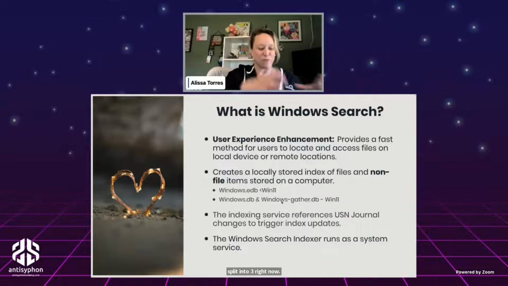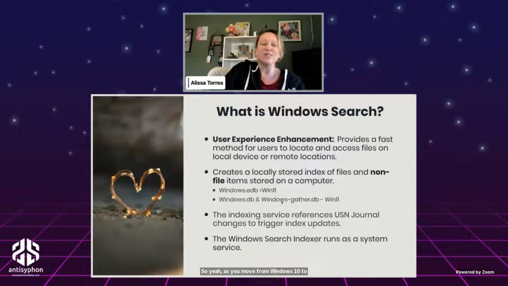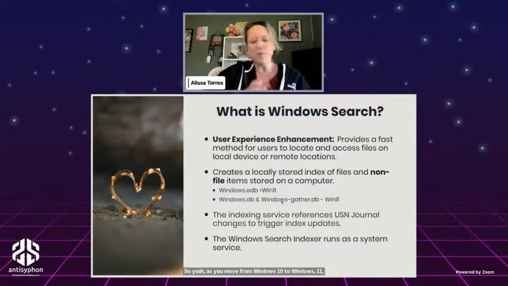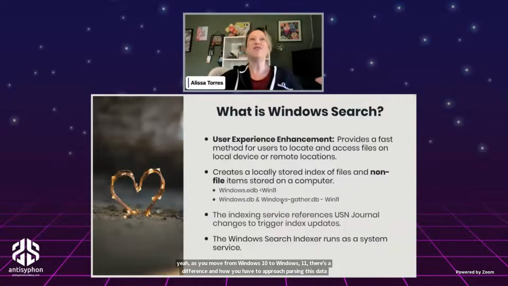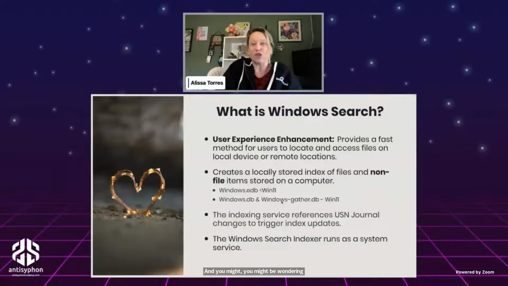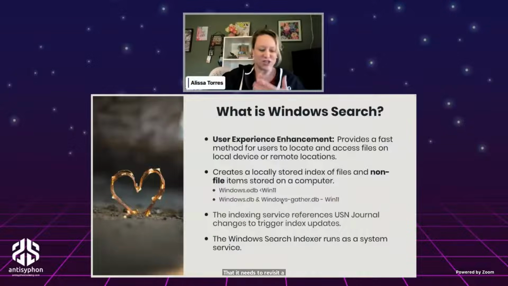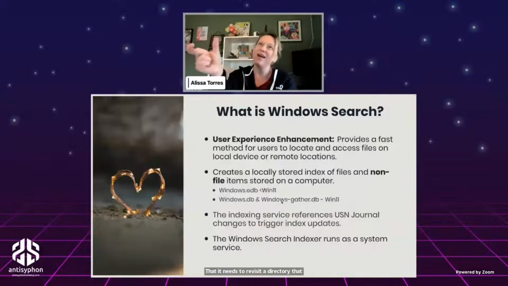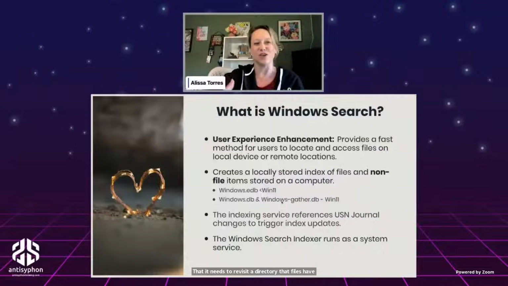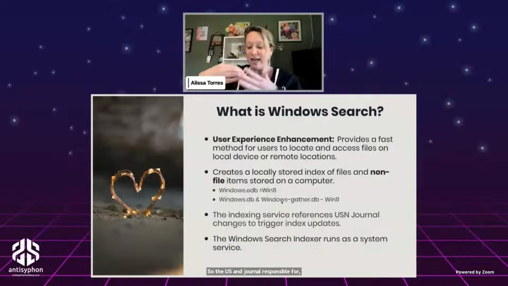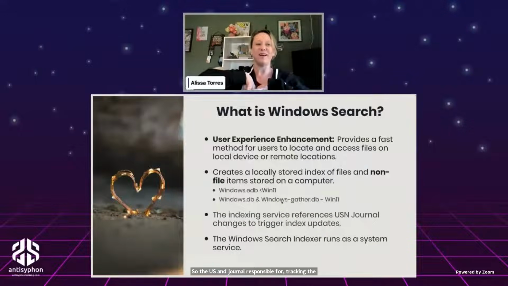So as you move from Windows 10 to Windows 11, there's a difference in how you have to approach parsing this data set. And you might be wondering, how does the magic happen? How does the search indexer know that it needs to revisit a directory, that files have changed? Well, it's tracking and using entries in the USN Journal. The USN Journal is responsible for tracking the changes in file accesses that are happening on a volume. So the search indexer is like, hey, USN Journal, what's happened?